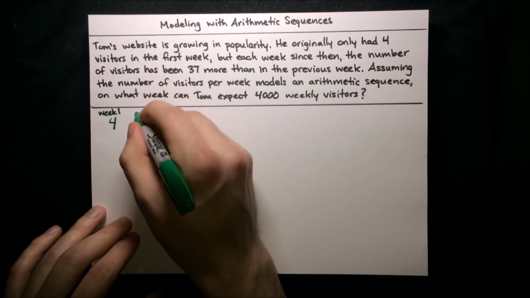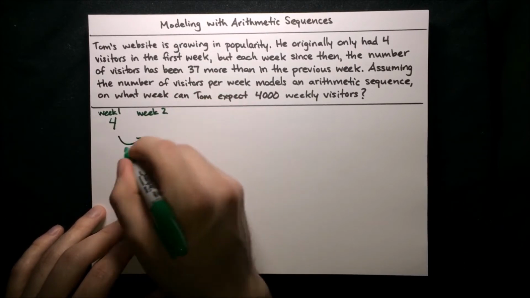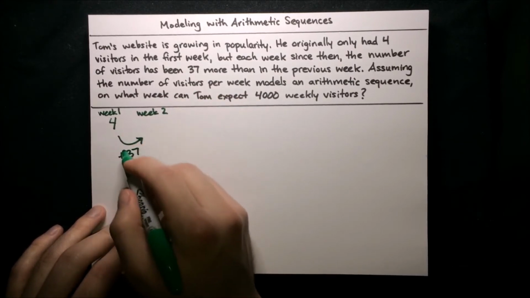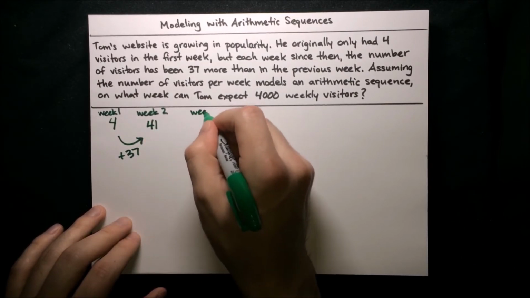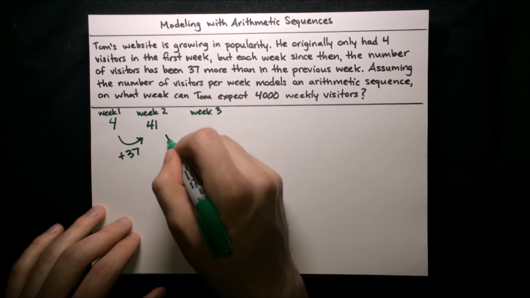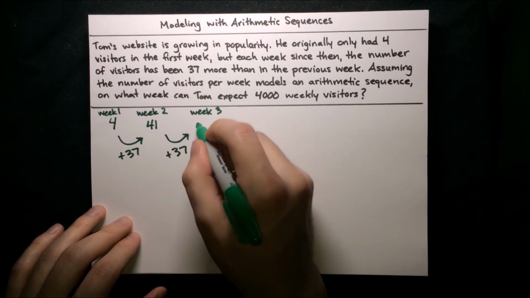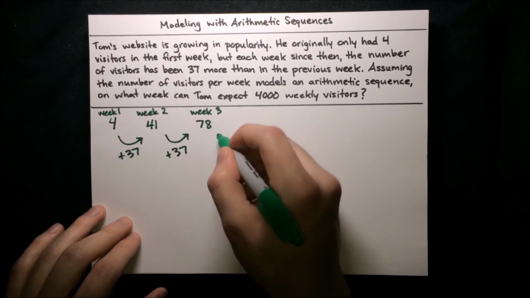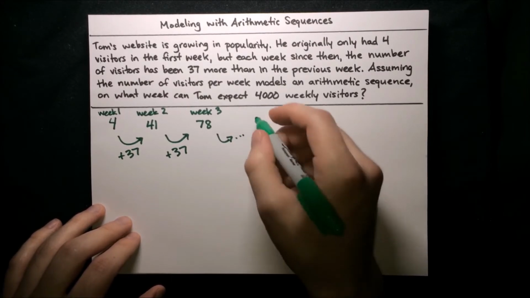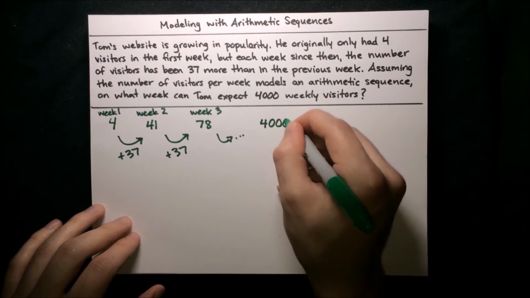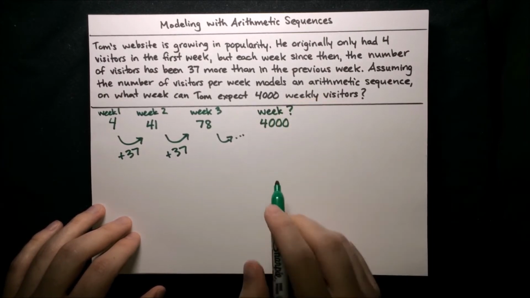was 4 visitors. Then to get to week 2, we have to add 37. And 4 plus 37 is just 41. And then to get to week 3, we have to do the same process, add 37, because that's what it increases by each time, and here we get 78, and then we just keep on doing that some number of times until we get to 4,000. So the question is, on what week do we get to 4,000?